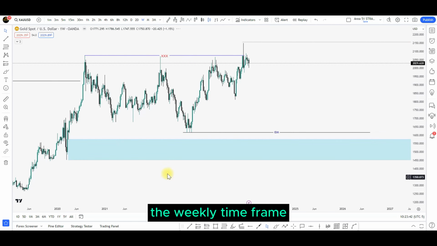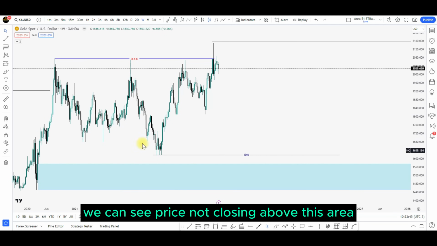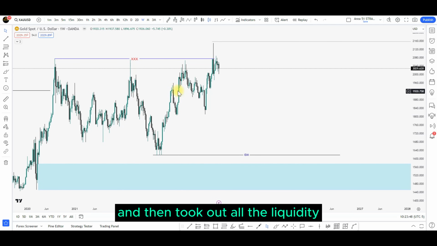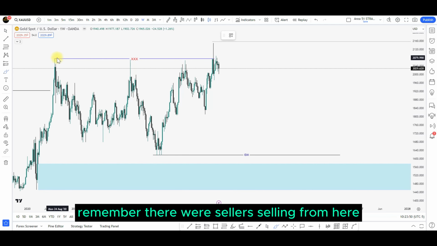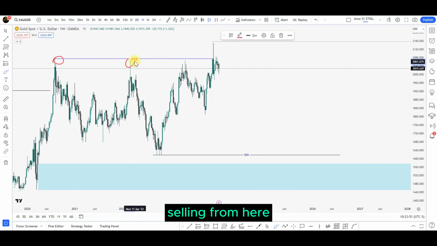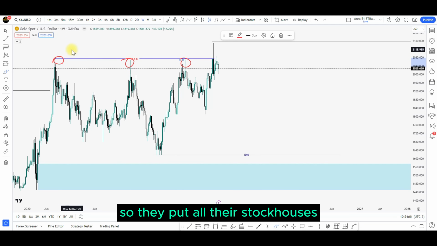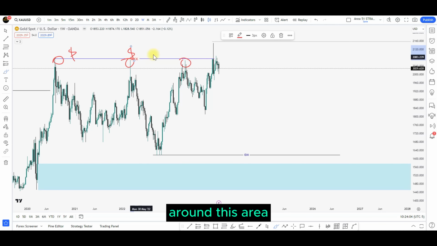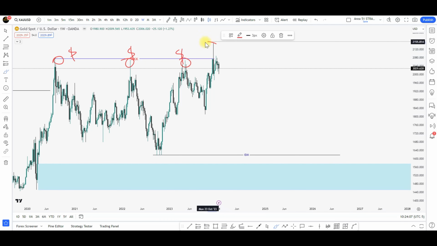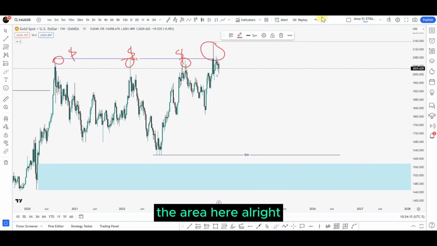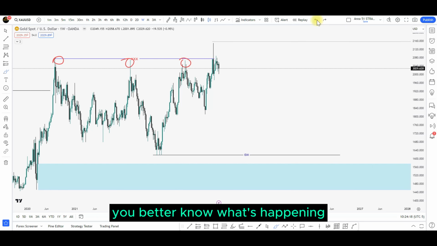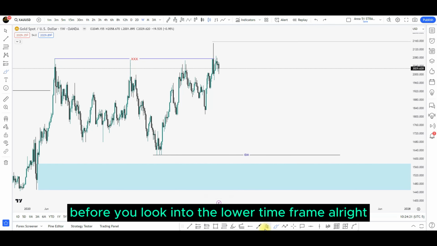All right, the weekly time frame, we can see price not closing above this area. It just traded and then took out all the liquidity. Remember, there were sellers selling from here, selling from here, selling from here, and there are also long-term investors who did not take profit yet. So they put all their stop losses around this area. So what happened here? Price came, cleaned them up, and then closed below the area here. All right, this is very important, guys. You better know what's happening on the higher time frame before you look into the lower time frame.